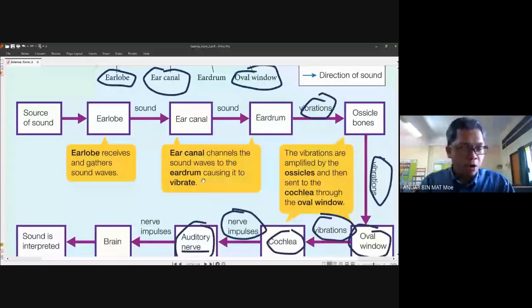Okay, good. Right. So this is a must. In this topic, you must understand the mechanism of how we hear, from the source of the sound to the sound being interpreted. You can read the flow, the mechanism on how we hear, and if you have questions, you can ask me later. Okay. Next one.